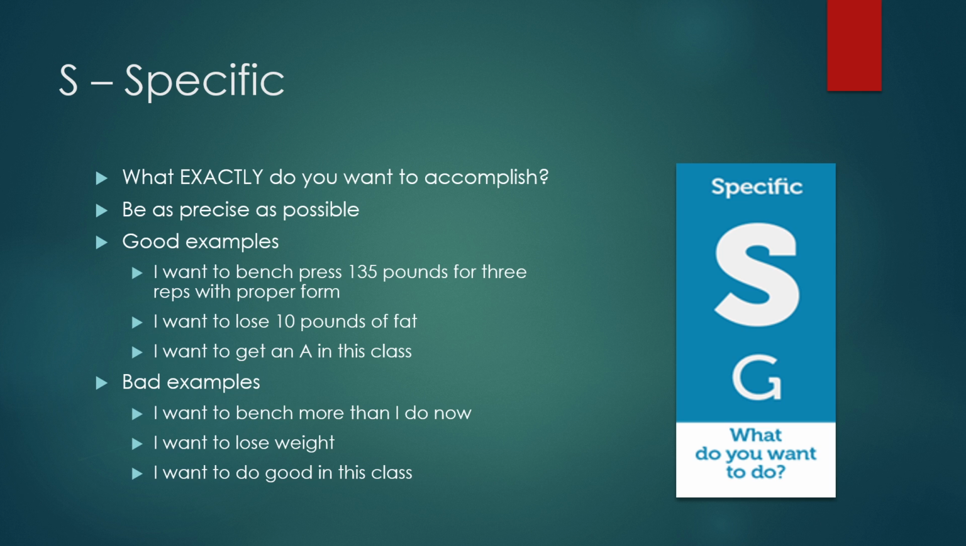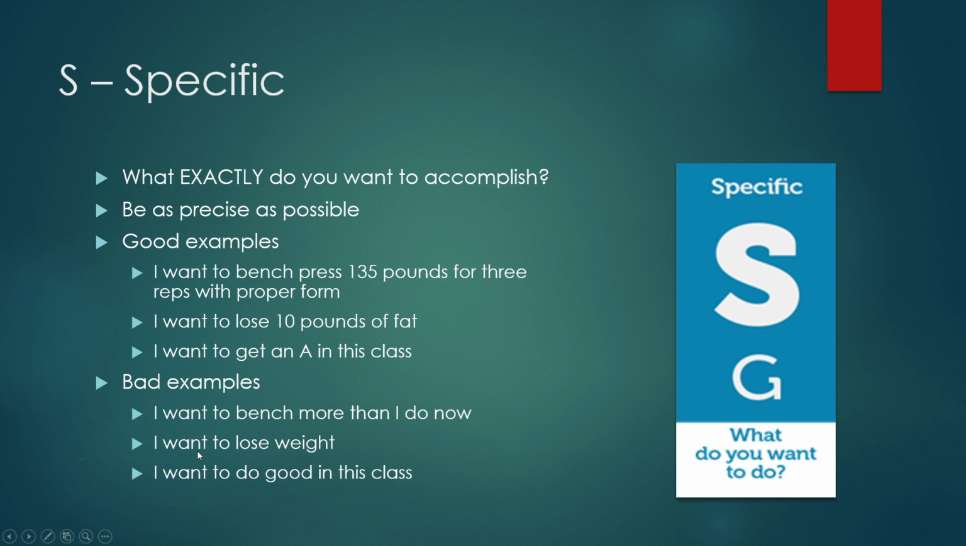Some bad examples that correlate to the same things these goals are trying to reach: I want to bench more than I do now. Okay, that's cool. How much do you bench right now? How much more do you want to bench? How many reps do you want to bench it for? You can see that that's a good goal to have, to bench more, but it's not specific.